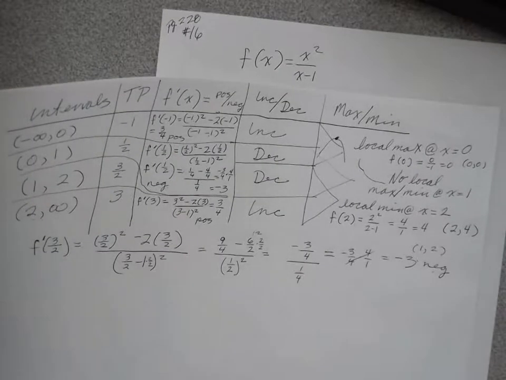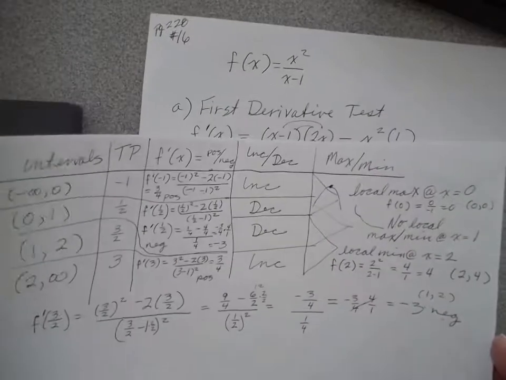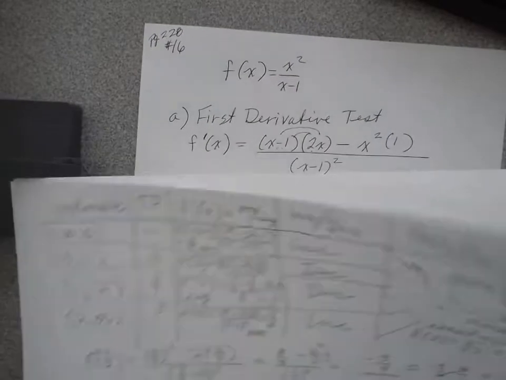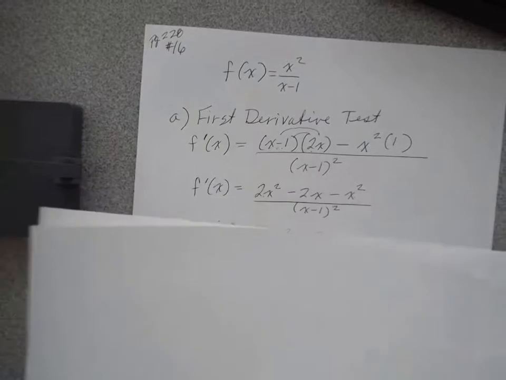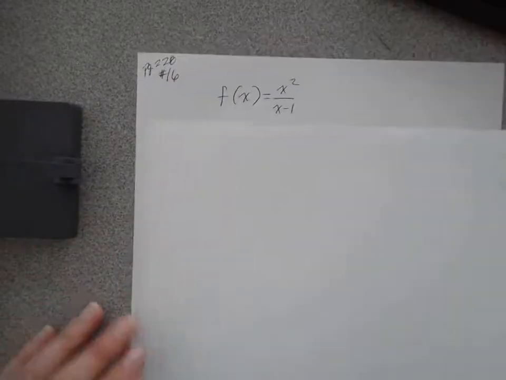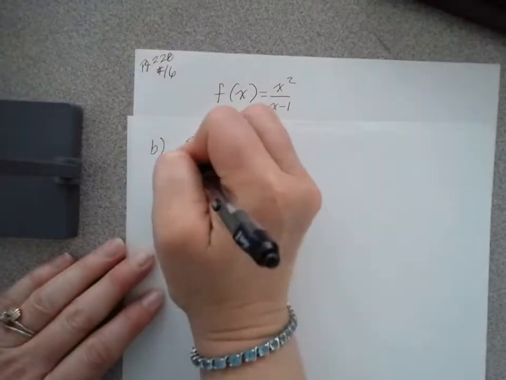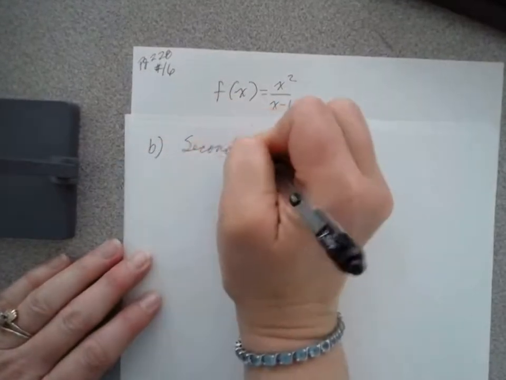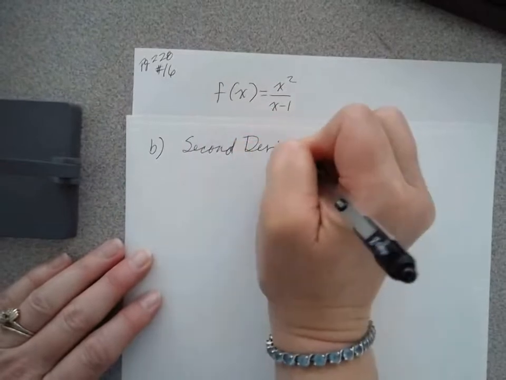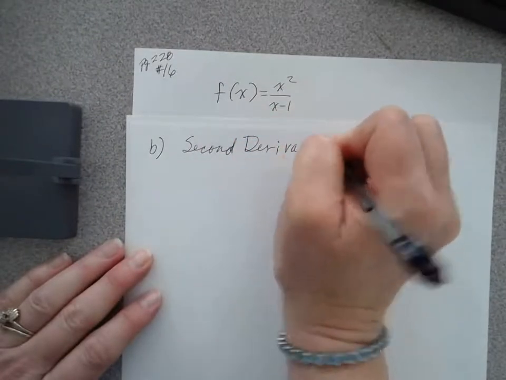Okay, so that was the first part, because it said to find it by the first derivative test, and now we're going to do the same problem using the second derivative test. We're finding our local max and min by our second derivative test.